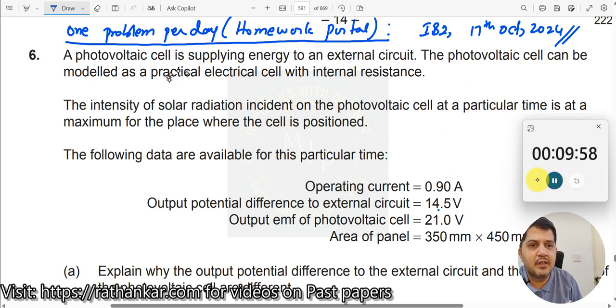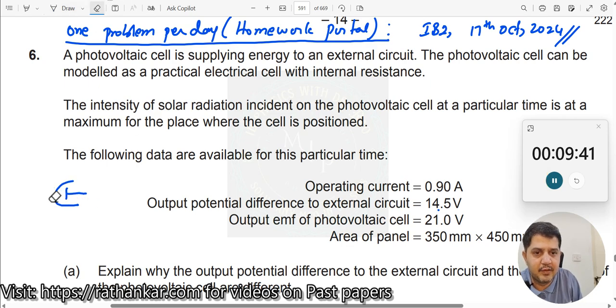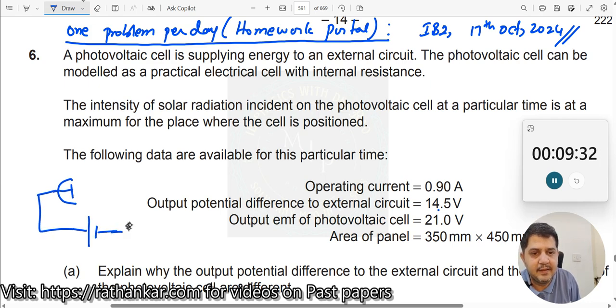A photovoltaic cell is supplying energy to an external circuit. The photovoltaic cell can be modeled as a practical electrical cell with internal resistance. What do you mean by photovoltaic cell? Photovoltaic cells look like this. You have a cathode here, and from here there is a power supply and an ammeter, and then you have an opening to let the radiation fall onto this, and then you have an anode to collect the electric current. This has been connected like this. Sometimes this will be variable.